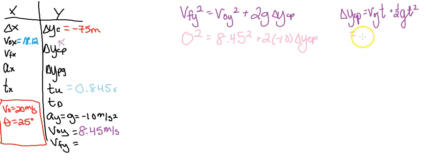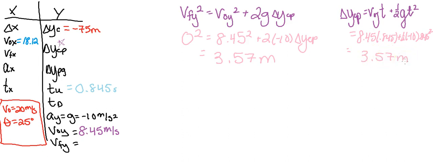And then over here, delta y cliff to peak is equal to v initial times time, so 8.45 multiplied by 0.845 plus 1/2 -10 times 0.845 squared. Sorry, it's a little tight. Alright, so when you do both equations, what you're going to end up with for an answer, over here you get 3.57 meters, and then for the other one, you should get the same, but just to be sure. Yep, we're going to get 3.57 meters as well.